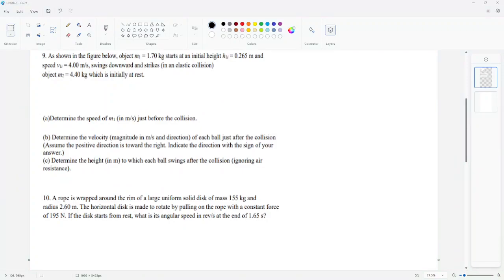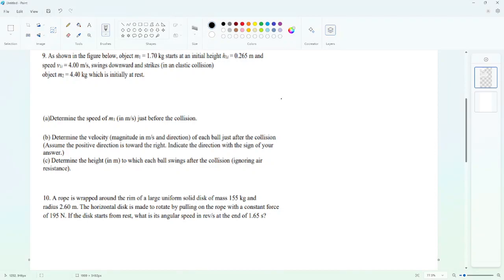All right, so question number 9 asks: as shown in the figure below, object mass 1 equals 1.7 kilograms, starts at an initial height of h1 initial equals 0.265 meters, and a speed of velocity 1 initial equals 4 meters per second, swings downwards and strikes in an elastic collision object of mass 2 equals 4.4 kilograms, which is initially at rest. Determine the speed of m1 in meters per second just before the collision.